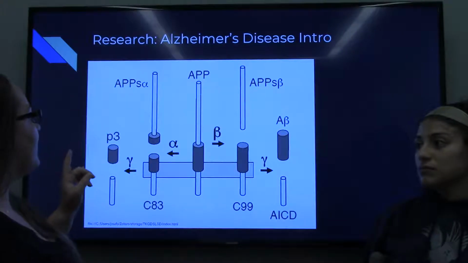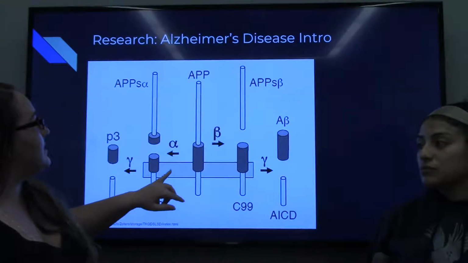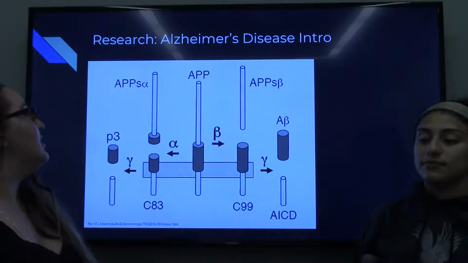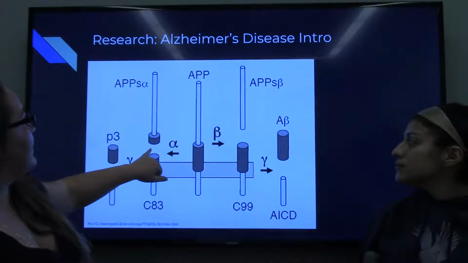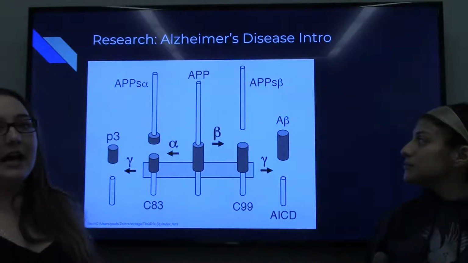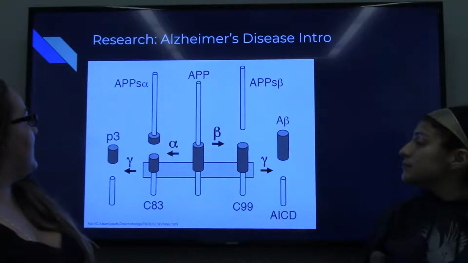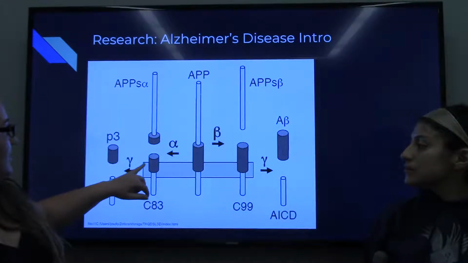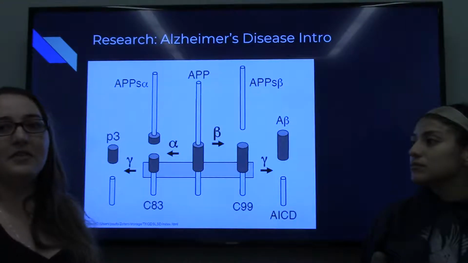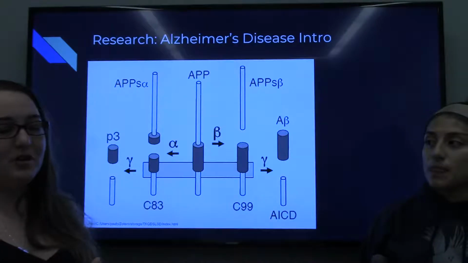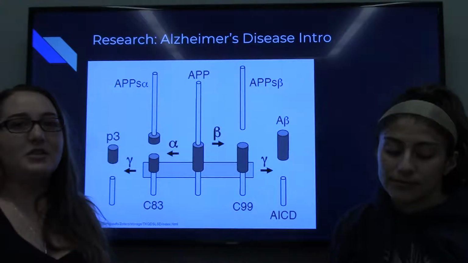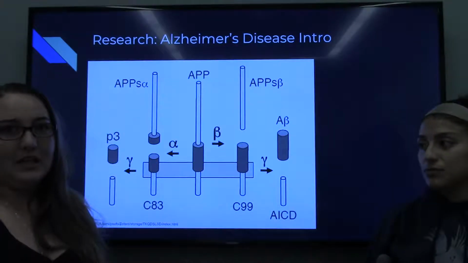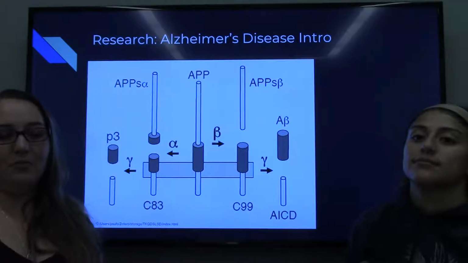inhibition. And then the other part is your APP can also be cleaved by the alpha secretase, which will cleave in a different place to create an APPS alpha protein. By doing this, when gamma secretase makes its second cut, a P3 is created instead of an amyloid beta protein, which we will talk about later on for what we think you might be able to do to help with Alzheimer's.